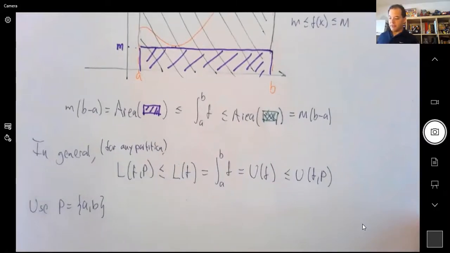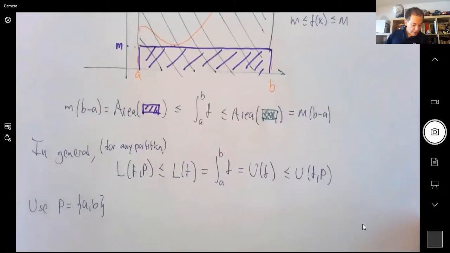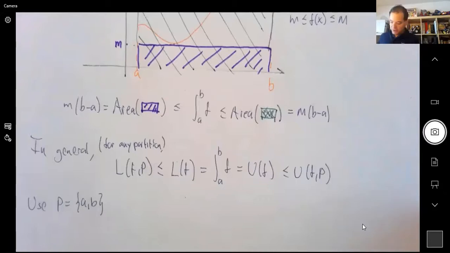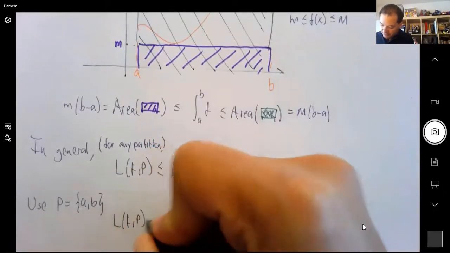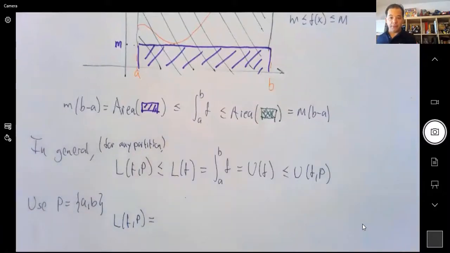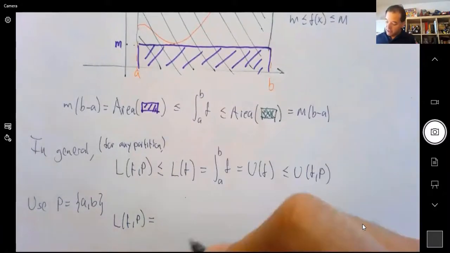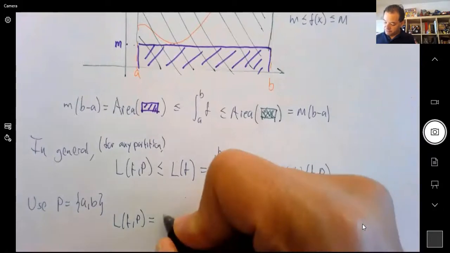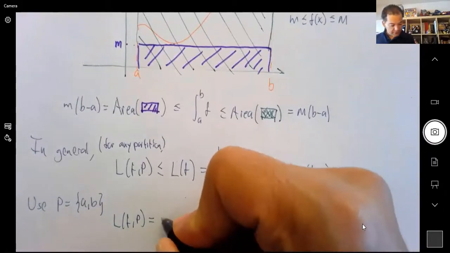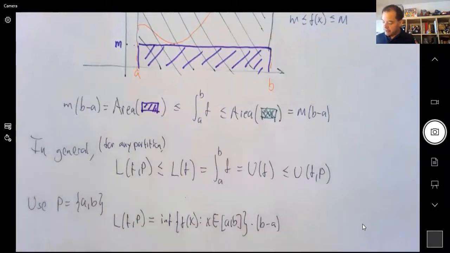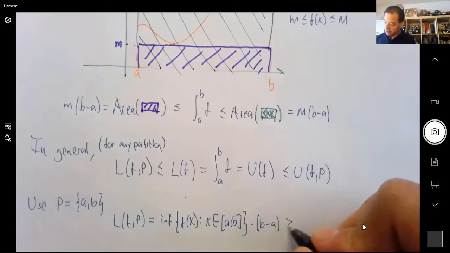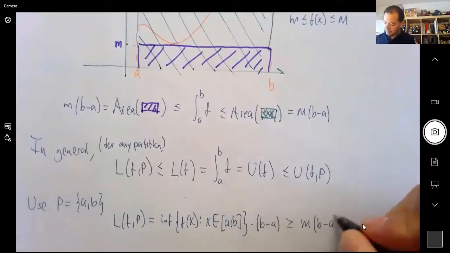Is that clear? So what do we know about that partition? Well, what is going to be L of f, P? It only has two elements, so it's going to be the length of the interval times the infimum. But we already said that all of these numbers are bigger than m. Therefore, the infimum is bigger than m. So this is greater than or equal to m times b minus a.